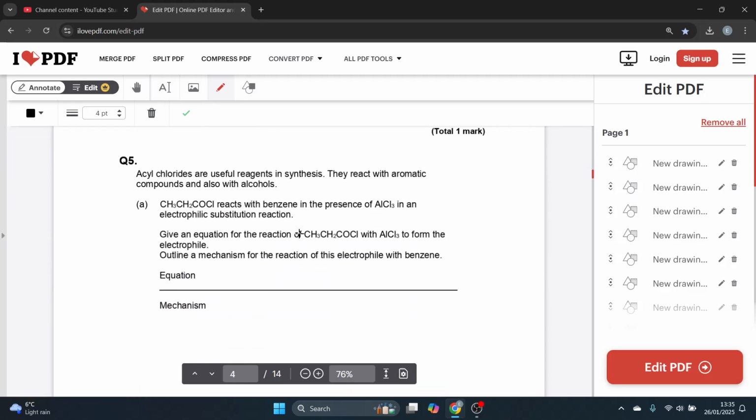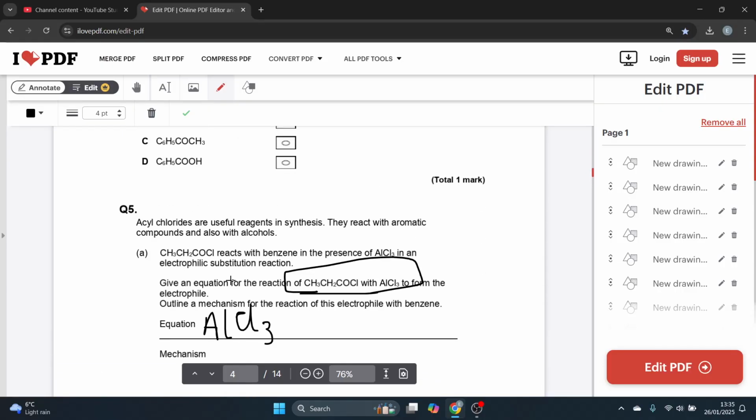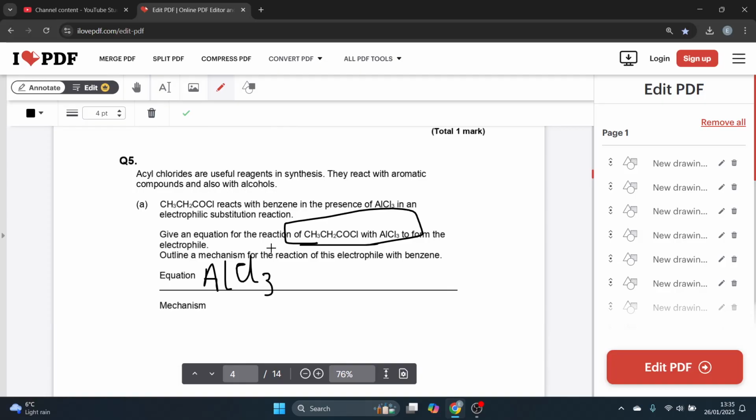Give the equation for the reaction of this with AlCl3 to form the electrophile. Obviously I already know the mechanism name, but does it ask me to name the mechanism? No, it just says outline a mechanism. Or it tells me the mechanism: electrophilic substitution.